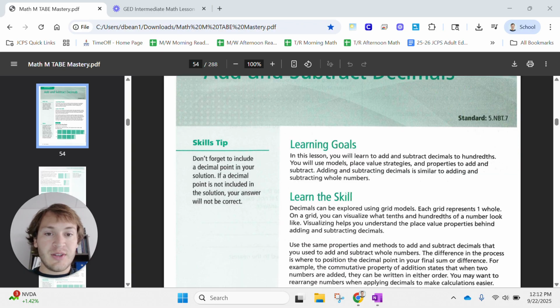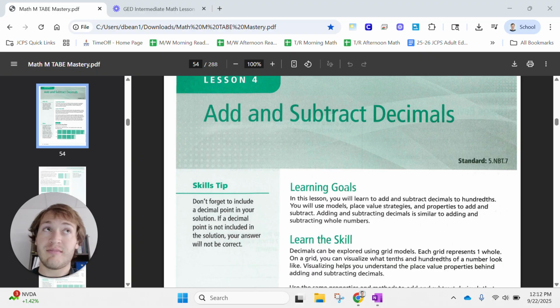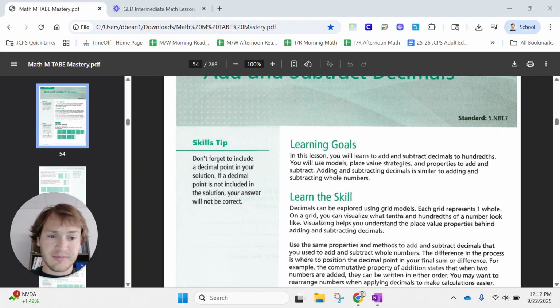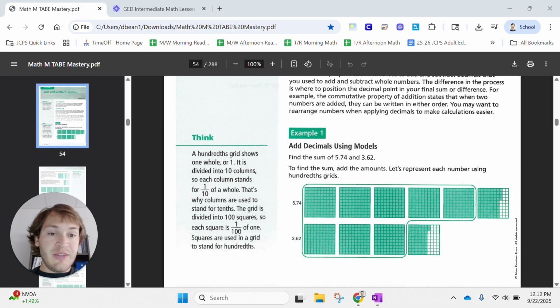All right, so adding and subtracting decimals is pretty much the same as adding and subtracting whole numbers, right? The first step is lining up your numbers by their place value, and then just adding or subtracting straight up and down from right to left, right? Let me give you an example.